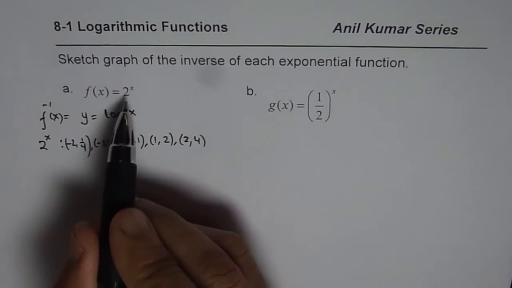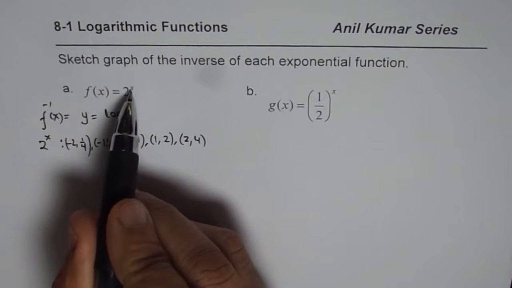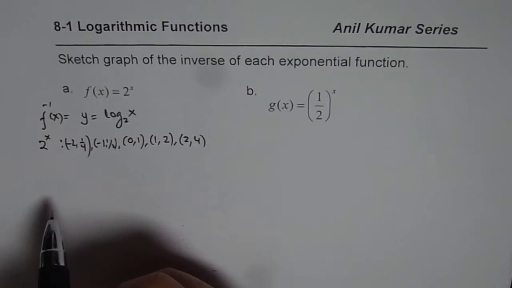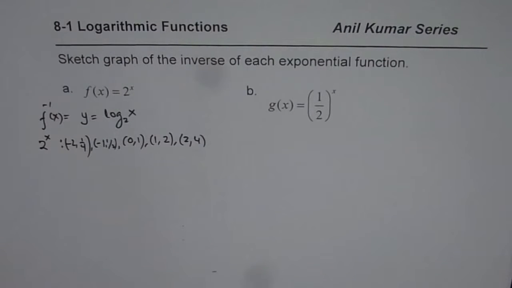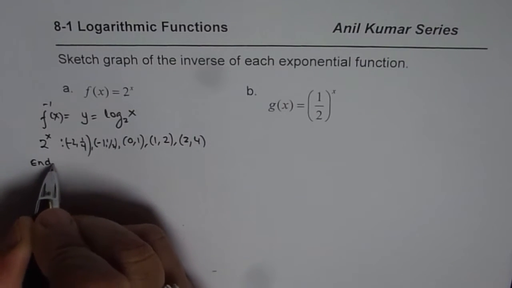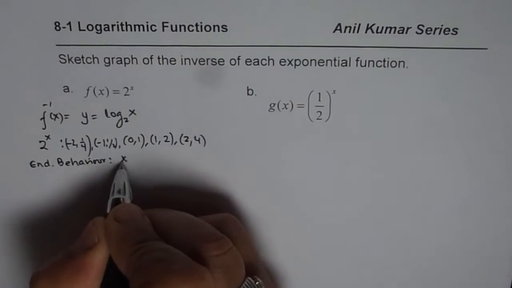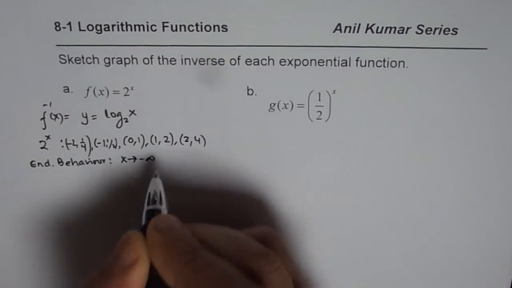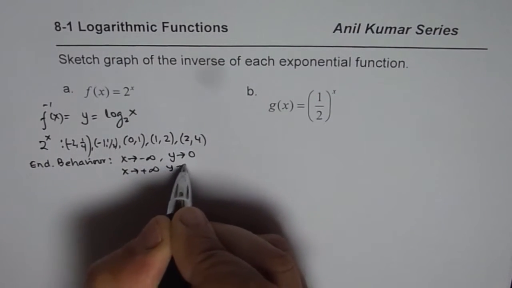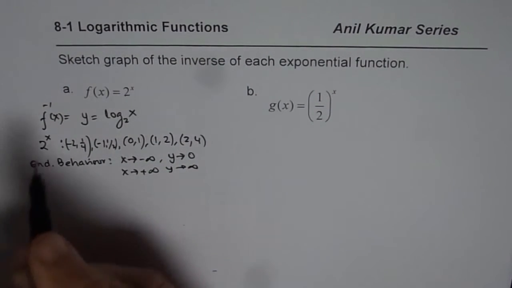Another thing is, when x is very large, then the exponential function will be very large. And when x is approaching negative infinity, the exponential function will approach 0, correct? So that is the end behavior. So these are the key points, and then we'll also consider end behavior. What I mean is, when x is approaching negative infinity, then y approaches 0. When x approaches positive infinity, y approaches positive infinity. So these are the key points for 2 to the power of x, correct?